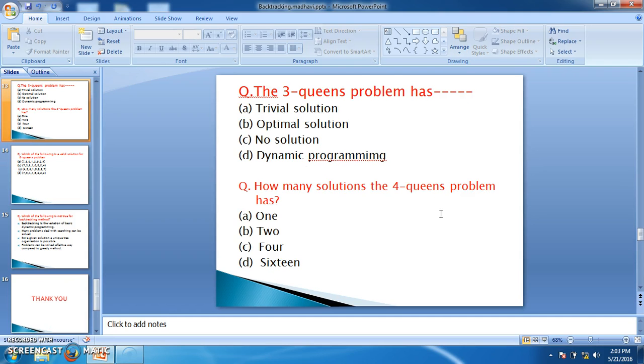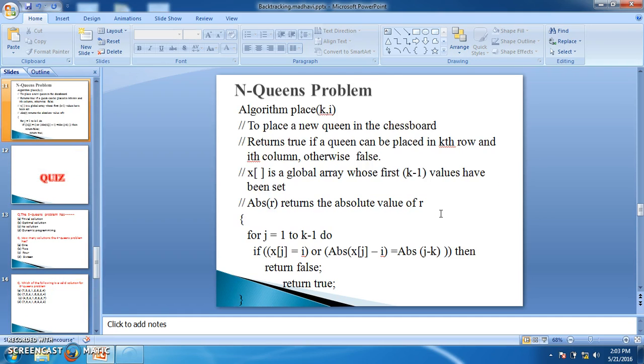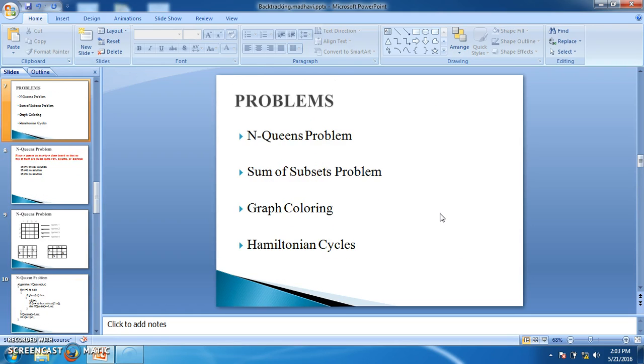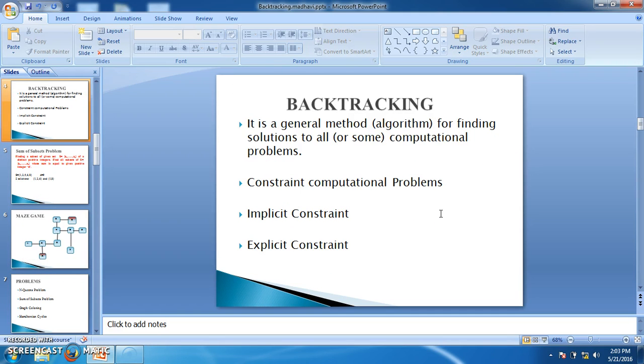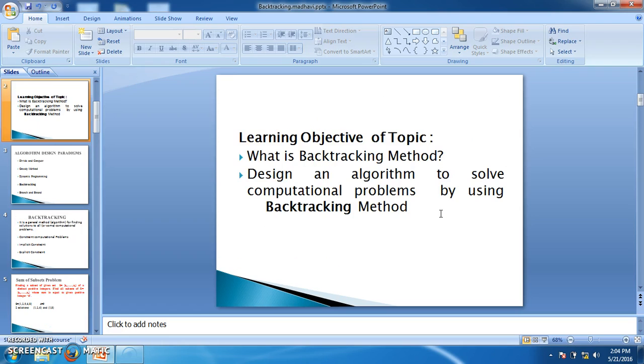So I conclude this video session. So what is backtracking, and how backtracking is used to solve constraint computational problems, these are our learning objectives of this backtracking method. Thank you.